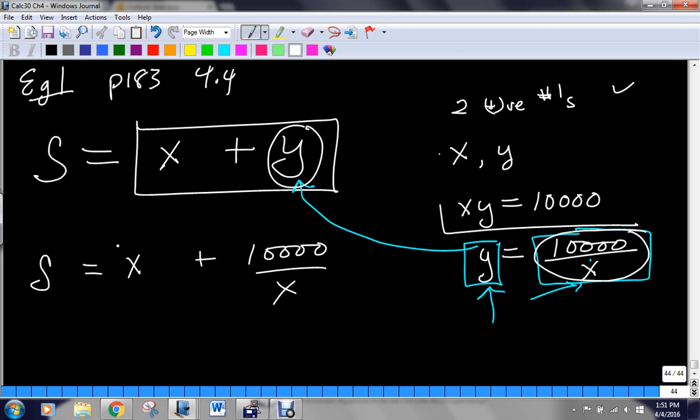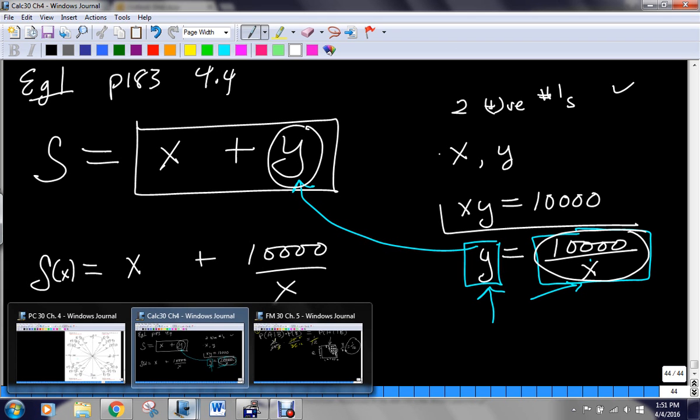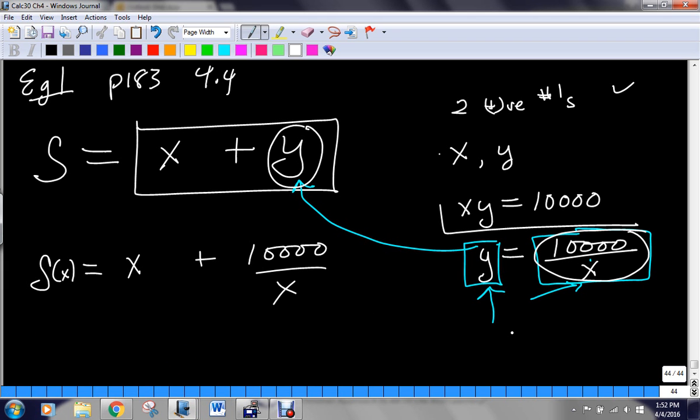So do you see how now we only have one variable there? That's huge. You will be able to do that with all of these ones. And you want to try and do that. You want to try and manipulate things so that you have one variable only. And now this is a function of x. So it's a sum in terms of x only. We okay so far? Everybody with me?